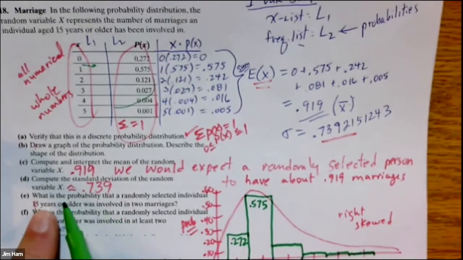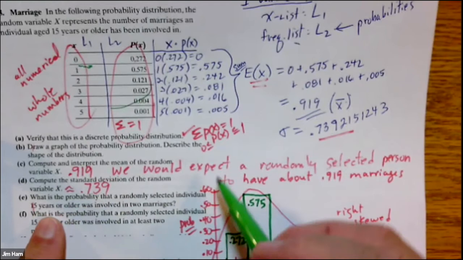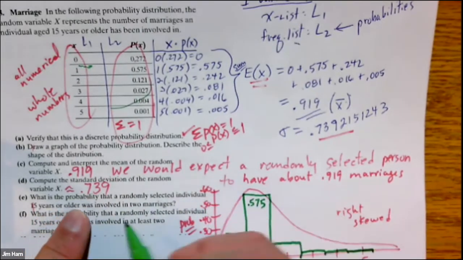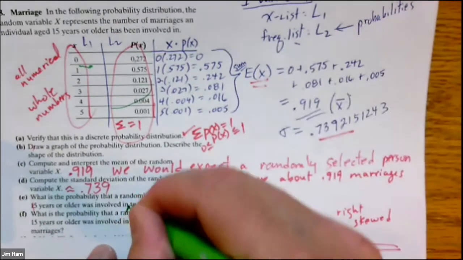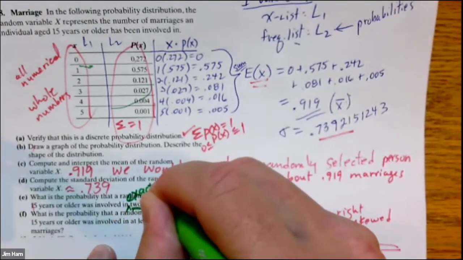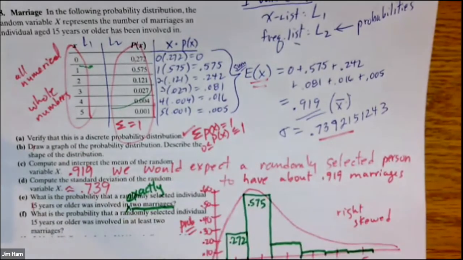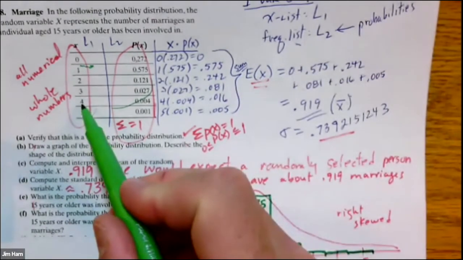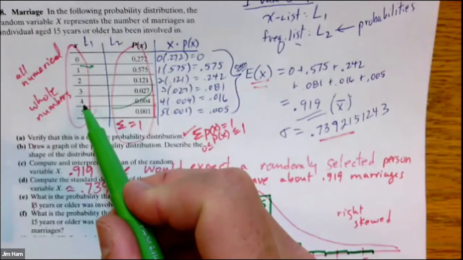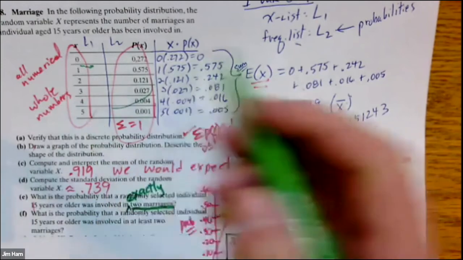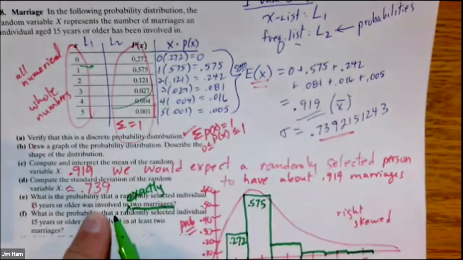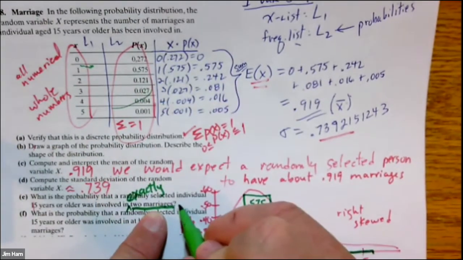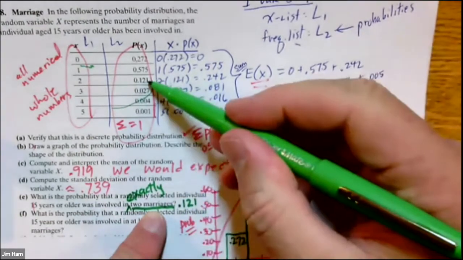So this says, part E, what is the probability that a randomly selected individual 15 years or older was involved in 2 marriages? Now I will interpret that to mean exactly 2. Because these folks here had 2 marriages also, they just had an additional 2. And this table gives you each outcome and the corresponding probability. So when it says, what's the probability that someone would have exactly 2 marriages, you just read the table. 0.121, there it is.